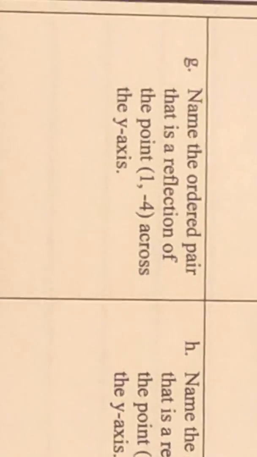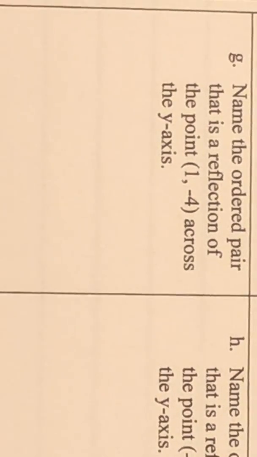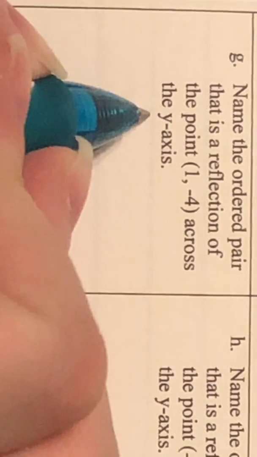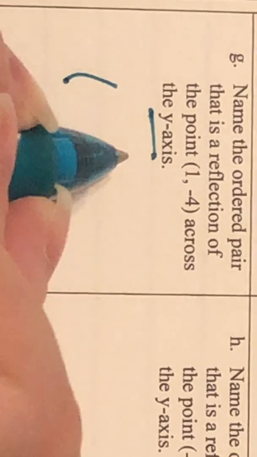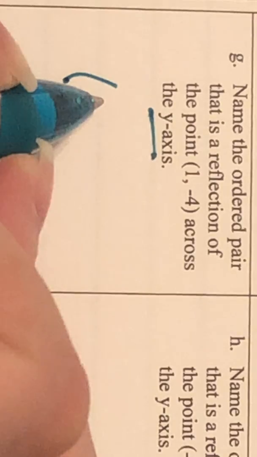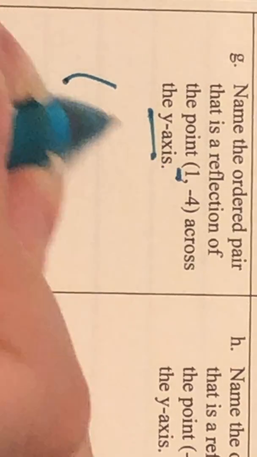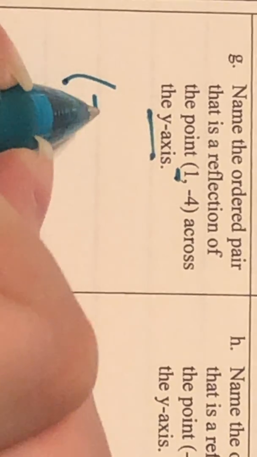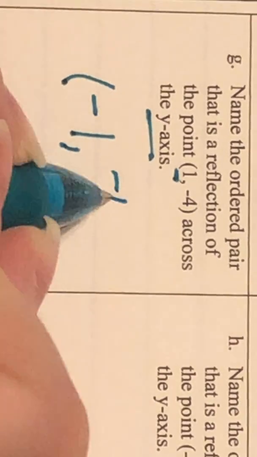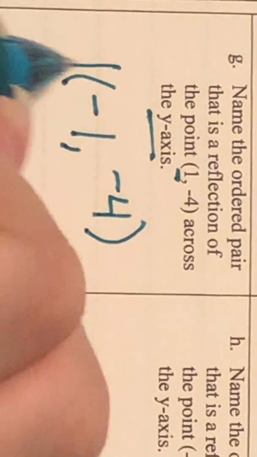Okay. Letter G says name the ordered pair that is a reflection of the point 1, -4 across the y-axis. So y-axis, my y value stays the same, and my x value changes. So 1 becomes -1, and -4 stays the same.